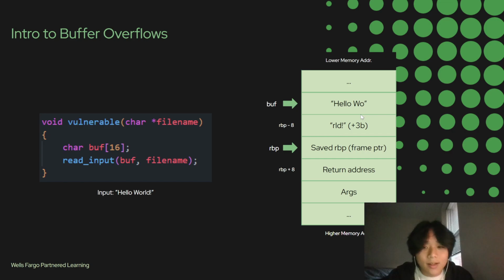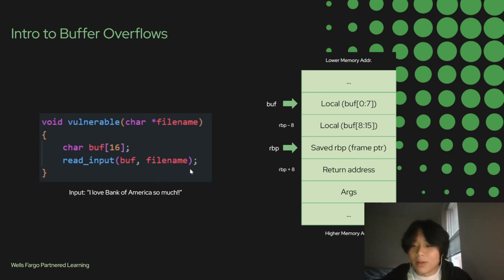Well, let's say that we have some more malicious input, like "I love Bank of America so much." And, beyond how inconceivable that statement is on its own, we'll also notice it is a lot longer than that previous message of hello world. It's actually exactly 32 bytes, if I've counted correctly this time, which we'll note is more than the 16 bytes that we've allocated for it.